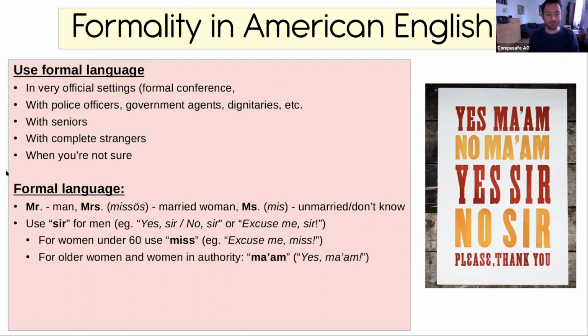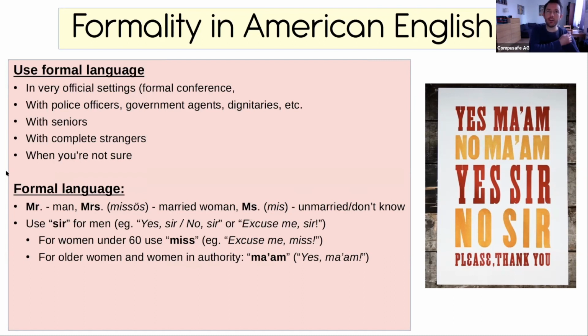Now, for older women and for women in authority, so this would be your police officer, government agent, and so on, you would say ma'am. So you would say, excuse me, ma'am, and yes, ma'am, or no, ma'am.